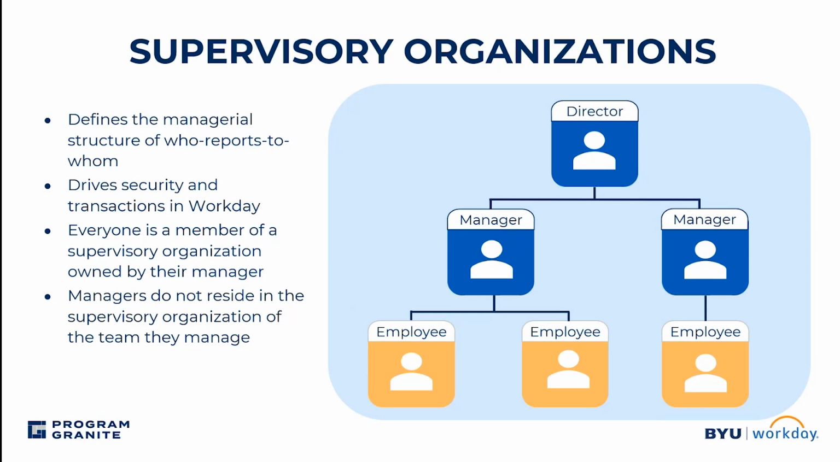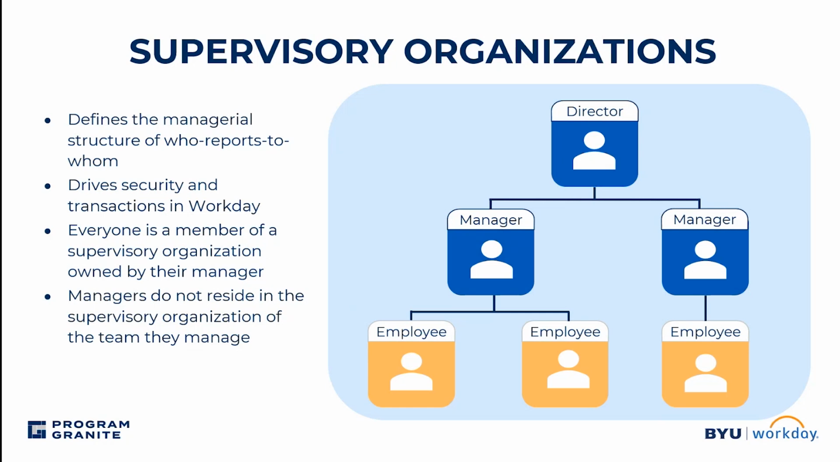Some supervisory organizations are going to be big. I think Rob was telling us yesterday there's like 60 students in one. And then maybe if you just have one direct report, that is a supervisory organization. They can be small or very big, depending on what's needed across campus. Yes. What happens if the manager?